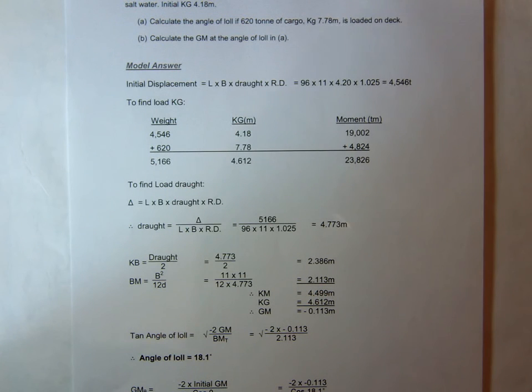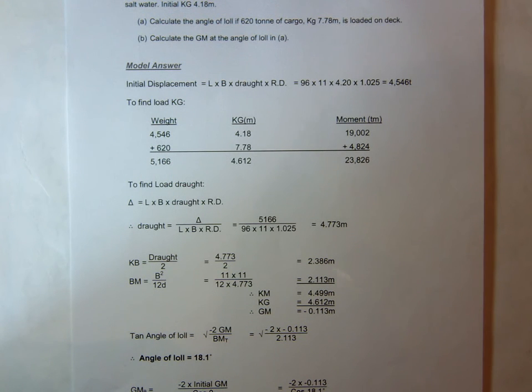Okay, we're going to look at a typical problem involving a box-shaped vessel having an angle of loll, and having to calculate that angle of loll, and then also the GM at the angle of loll. We're given a length, breadth, a draft of the vessel, its KG, and we're going to put 620 tons of cargo on deck and this will create an angle of loll.